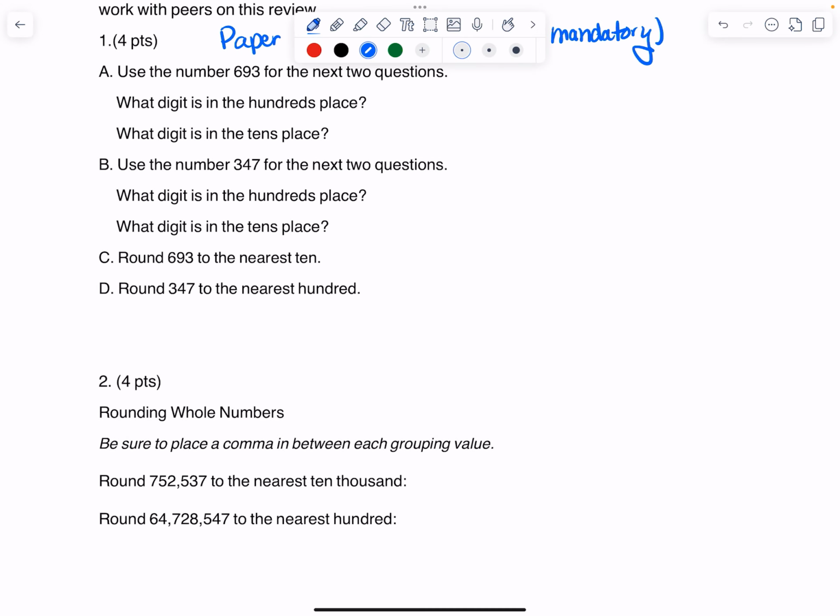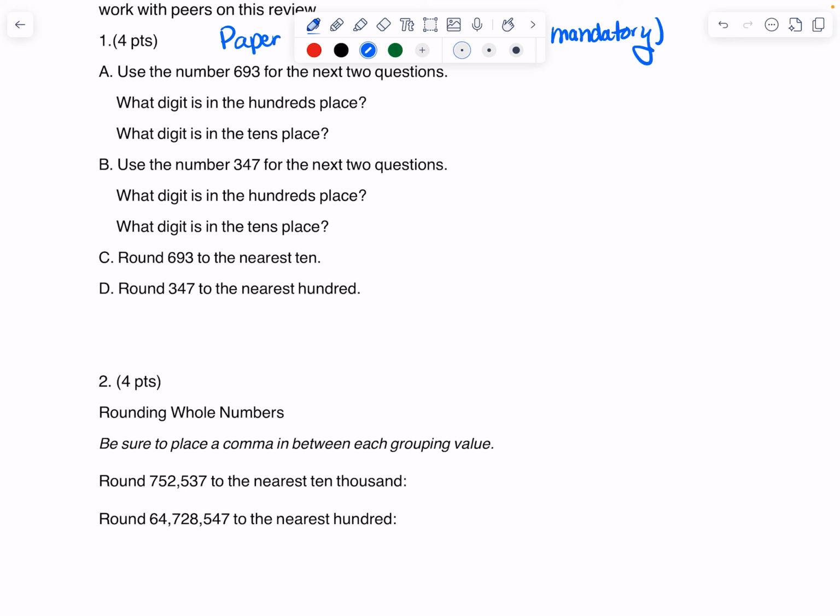This is a paper review for Unit 1. Now, this is not mandatory. However, it gives students the extra practice if they need it. And remember, you have to do your My Open Math review. However, for this one, I'm going to do the paper review and provide some videos for you so that way you can practice, and if you get stuck on one, you can check to see what the answer is.